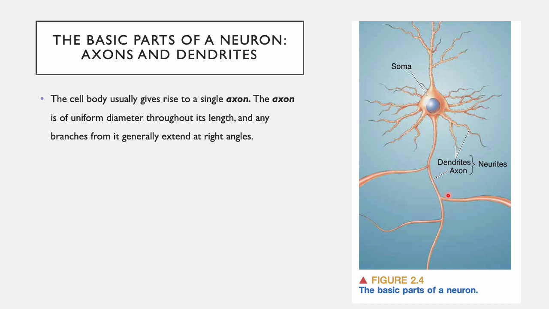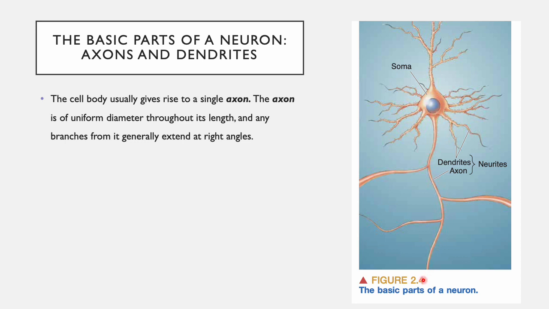So as you can see, you've probably seen a neuron that looks like this before. It has a cell body, which is also known as the soma. Soma and cell body are synonymous. So on your exam, you will have to label a neuron. And so if you labeled this the soma or cell body, both answers would be correct. The cell body usually gives rise to one single axon.